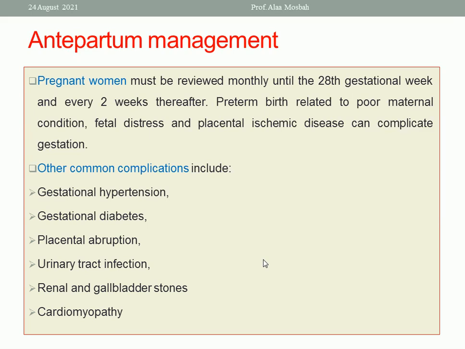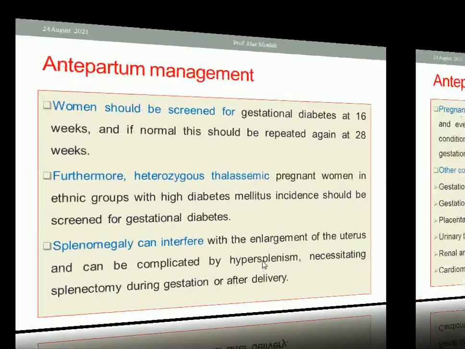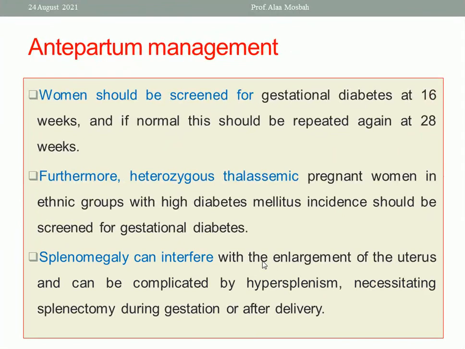Gestational hypertension, gestational diabetes, placental abruption, urinary tract infection, renal and gallbladder stones, and cardiomyopathy. That's why close maternal observation and regular follow-up is very important in thalassemia during pregnancy. Women should be screened for gestational diabetes at 16 weeks and 28 weeks gestational age.